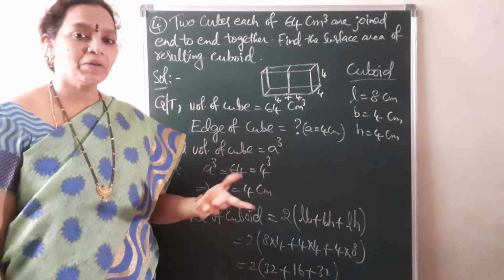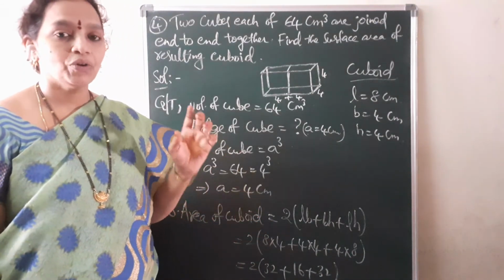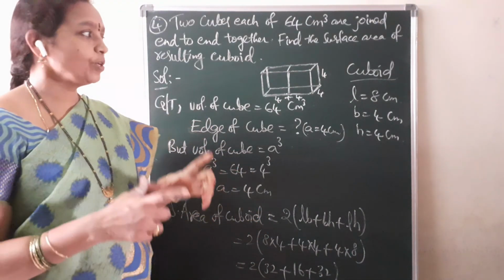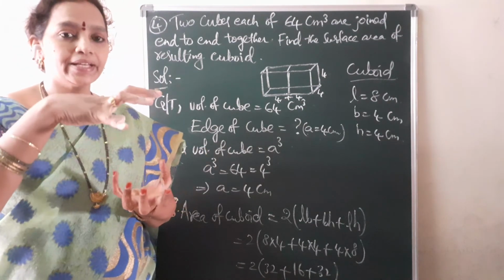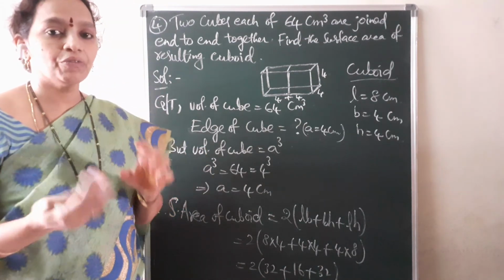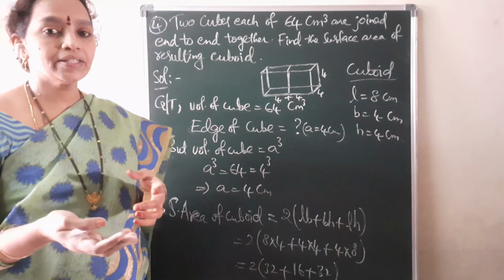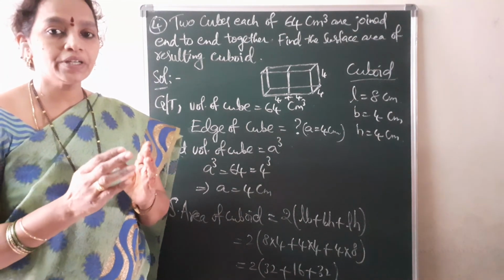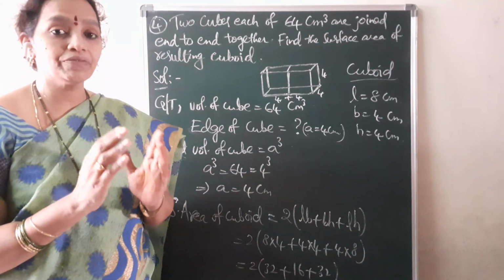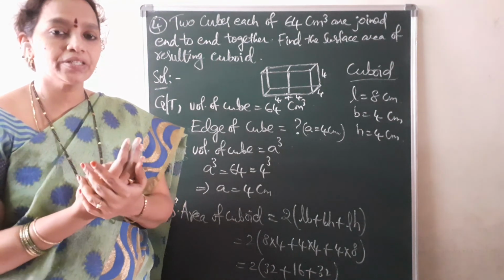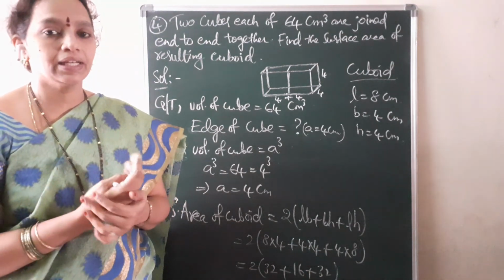In my upcoming videos, you can watch the volumes of combined figures. That means the volume of a hemisphere and cone arranged together. How can you find out the volumes of those? And next, when the surface volumes are equal, the conversions of one solid to another solid we can also learn.